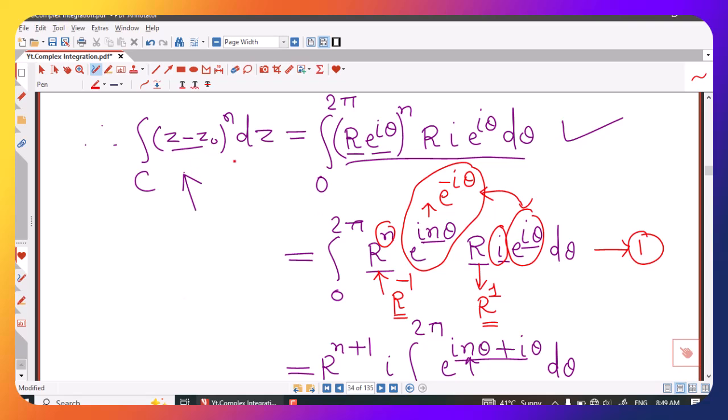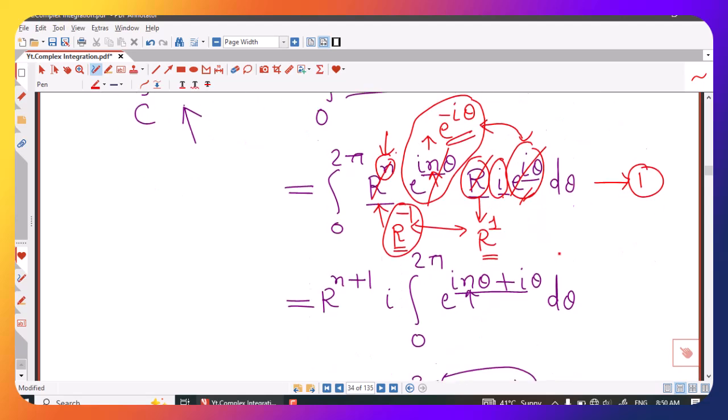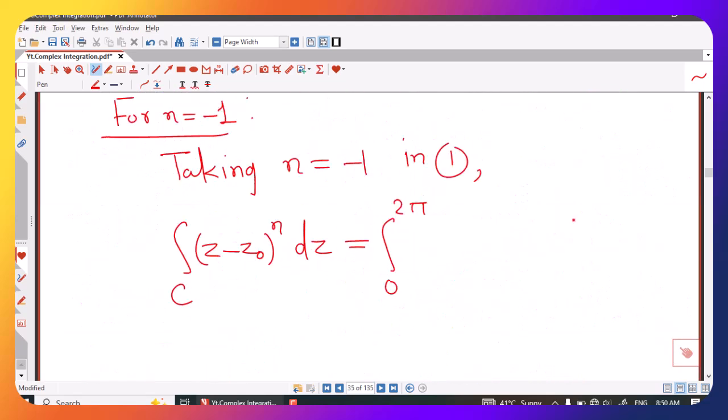I repeat again, here I am taking n equal to minus 1, so here I obtain r to the power minus 1. I have already 1 r here, so if I combine these two for minus 1, I will have r raised to 0, that will give me 1. So I cancel this, that is going to be 1. For n equal to minus 1, this becomes e raised to minus i theta, and this is e raised to i theta. So if I combine these two, I will obtain 1. So I am left with i and d theta.